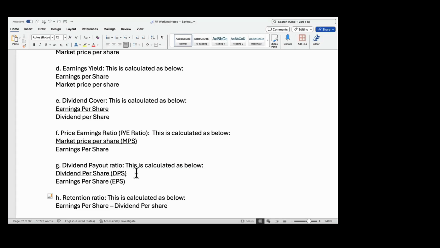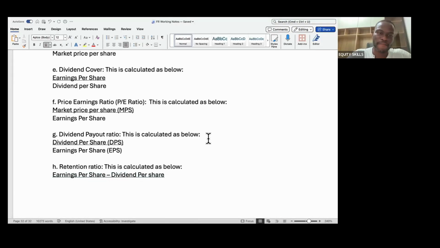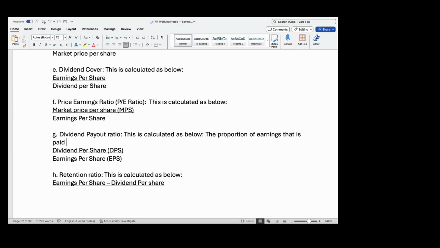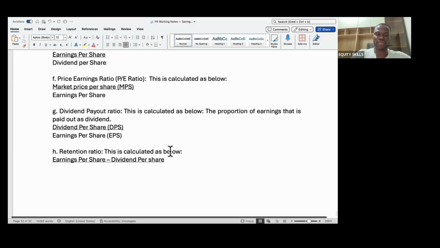Yes, please. What do you mean by proportion of dividend paid out as earnings? No, the dividend payout ratio? Oh, it is not the proportion of dividend, it is the proportion of your earnings paid out as dividends. So just saying that you made earnings of 10 naira, and we're paying 5 naira. So how much of your earnings is paid out as dividend? That's the dividend payout ratio.